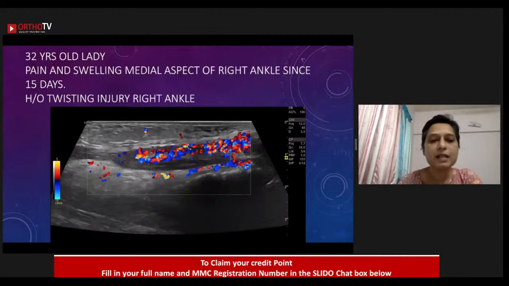And this is the last case, a 32-year-old lady who presented to us with severe pain on the medial aspect of the ankle. There was a history of injury on the medial side of the ankle. And see, this is the tibialis posterior tendon. Till here it looks normal, but then here the tendon was grossly enlarged, edematous, swollen. On color Doppler examination, it showed significantly raised vascularity.